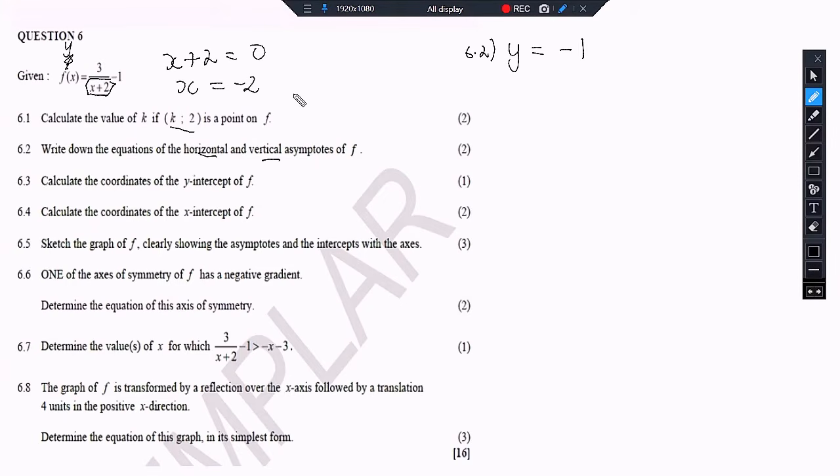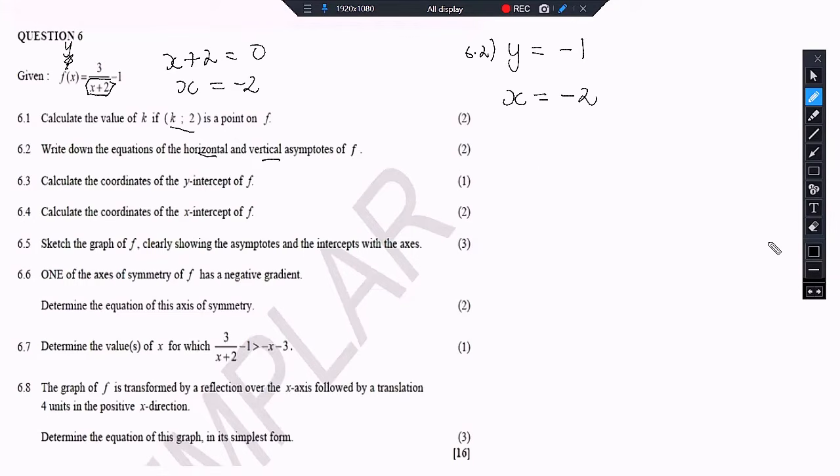So your x is going to be negative 2. So that means this represents your vertical asymptote. Right, so the vertical asymptote is x equals negative 2, and your horizontal asymptote is y equals negative 1. Do not be confused. The horizontal asymptote cuts through the y-axis, which is why it is the equation y equals. But the vertical asymptote cuts through the x-axis, which is why it has x equals negative 2.